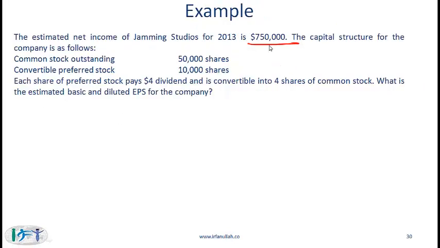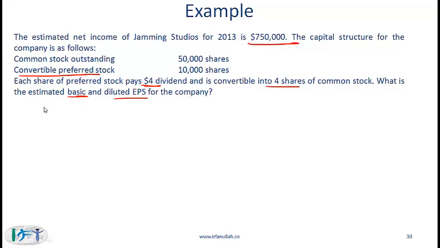So let's look at a few examples now where we will compute the diluted EPS. We are given the net income, which is 750,000, and we are also told that the company has 50,000 shares outstanding and convertible preferred stock of 10,000 shares. Each share of preferred stock pays a $1.04 dividend and is convertible into 4 shares of common stock. What is the estimated basic and diluted EPS for the company?